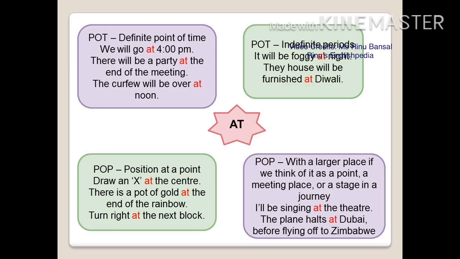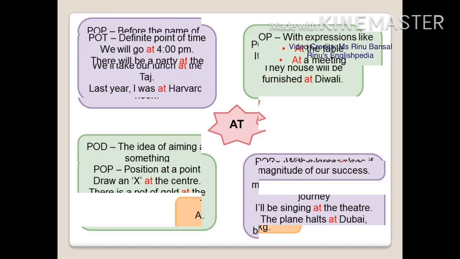As a preposition of place or position, at can also be used with a larger place if we think of it as a point, a meeting place, or a stage in a journey. For example, I'll be singing at the theatre, the plane halts at Dubai before flying off to Zimbabwe. At these points, that is the theatre and Dubai, they are large places, but we have made them out to be points on a larger map.